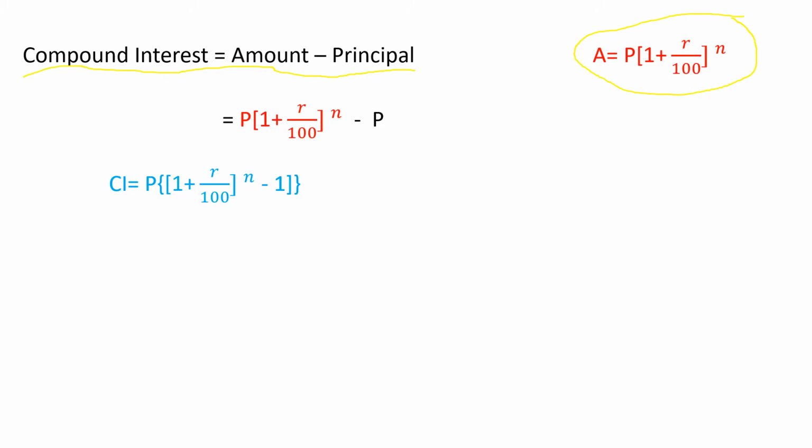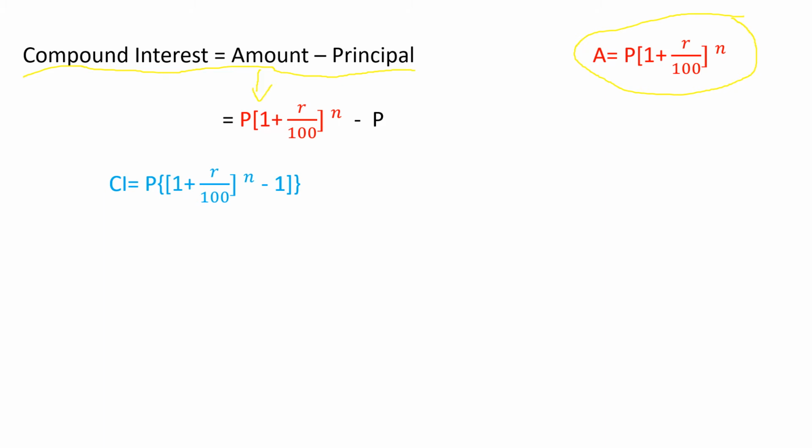In the place of amount, you will be writing the formula. What is the formula for amount? P into 1 plus R by 100, the whole power n. In the place of amount, you will write the formula of amount. What is that? P into 1 plus R by 100, the whole power n, minus principal.